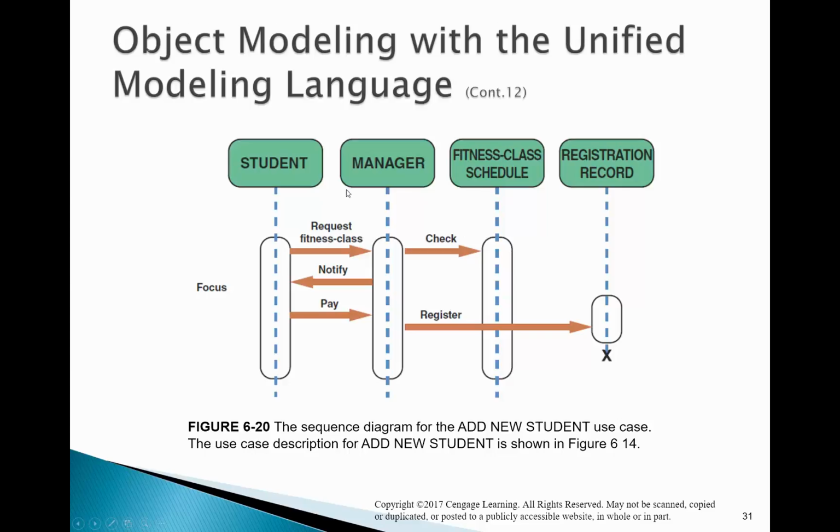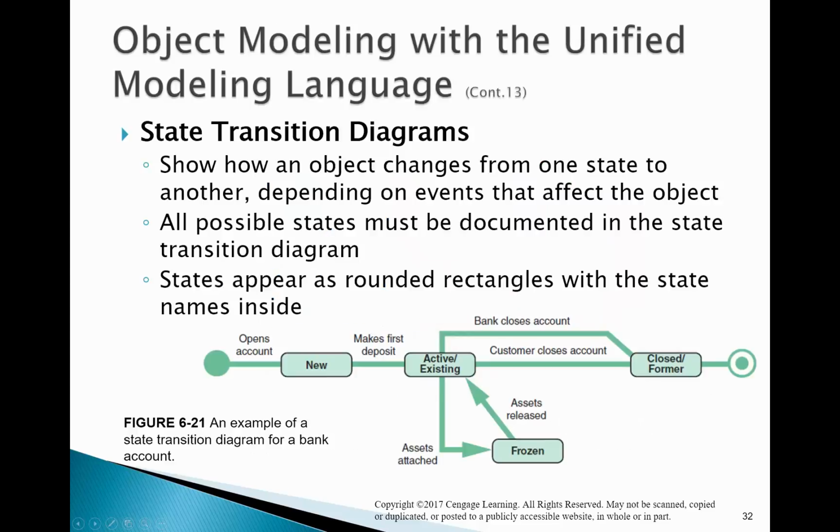Object modeling: student, manager, fitness class, and registration record will determine the flow in here. For an example here, the person opens an account, makes a first deposit. If they don't make this first deposit, then it stops here. If they make it, then they are able to use all of this. But now this account can be frozen for whatever reason, or the customer closes the account and it's closed. This entire process needs to be listed.